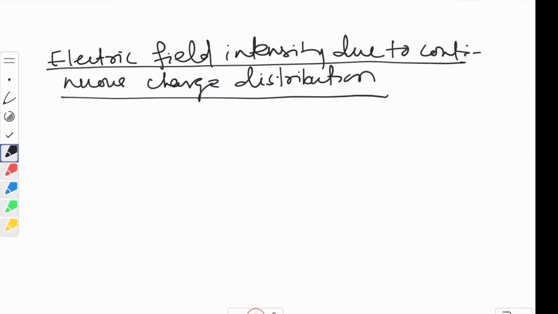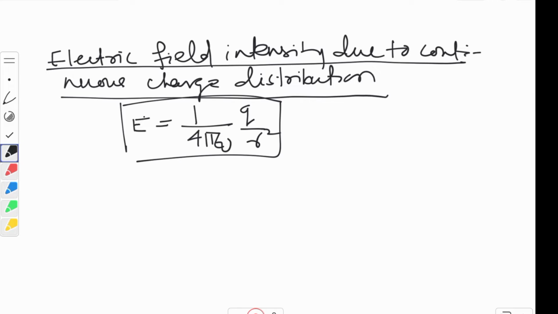So we know what is the electric field intensity for a point charge. We know electric field intensity for a point charge is E is equal to 1 by 4 pi epsilon naught Q by R square. This formula is for a point charge. Now we'll see for the continuous charge distribution. We'll now find out electric field intensity due to, in the first case, linear charge distribution.